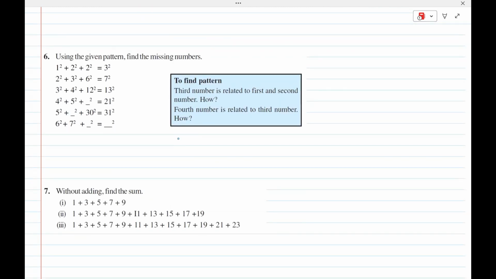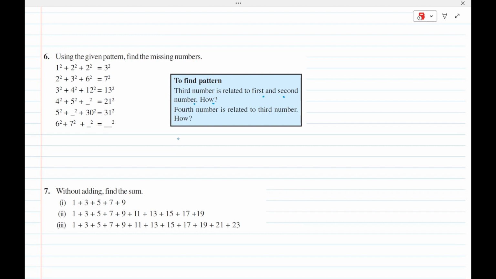Using the given pattern, find the missing number. So they have given some trick. Definitely in the exam, they won't give you tips or tricks or hints. Third number is related to the first and second number. How? Fourth number is related to the third number. How? Means using this trick, we need to solve.